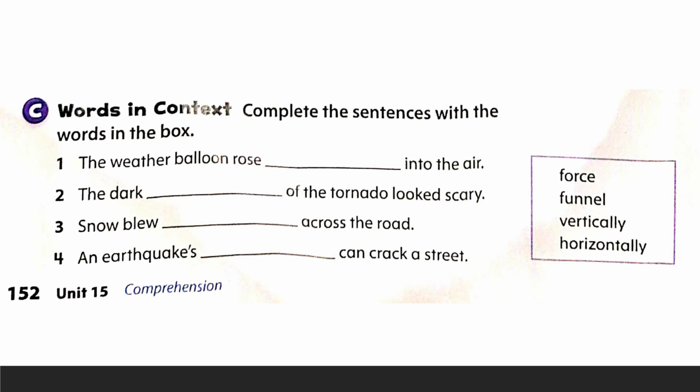Second one is the dark dash of the tornado looked scary. The dark funnel of the tornado looked scary. Statement number 3 says snow blew dash across the road. The snow blew horizontally across the road. And fourth statement says an earthquake dash can crack the street. Earthquake force can crack a street.